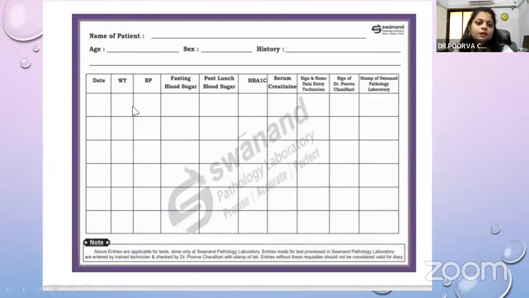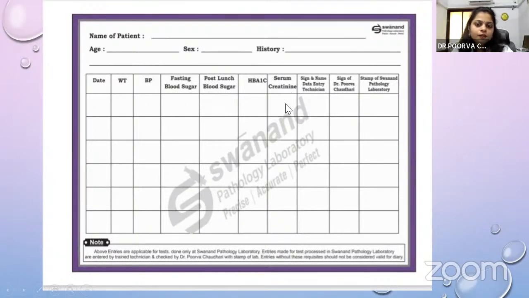For them, we have given the services of weight and BP as complimentary. We take this diary from them at the time of testing in the morning. When we give the reports, we give this diary filled to the patient. Here we note down the fasting blood sugar readings, the post-lunch blood sugar readings, the HbA1c readings if they are doing the HbA1c also. So HbA1c is basically an average of the last 3 months glucose. Okay, HbA1c, serum creatinine, okay, if they are doing it.